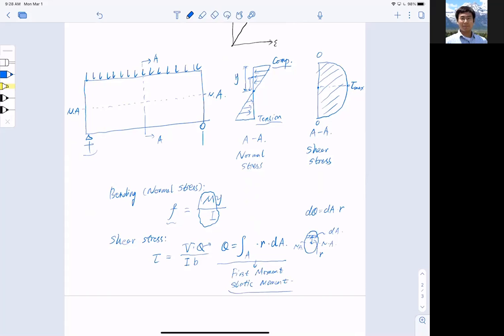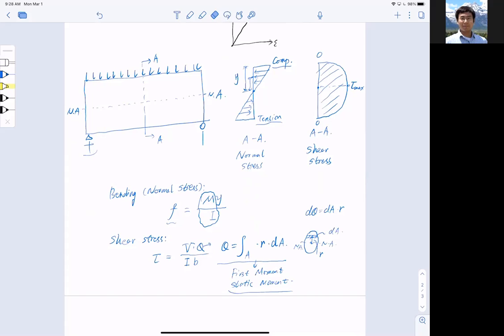If you really want to know, r squared dA is called the second moment, but we don't need to know that for now. So this is the first moment, static moment Q. If you forget how to do that, you can recall your mechanics of materials. But anyway, this is the shear stress and normal stress composition for the cross section AA.